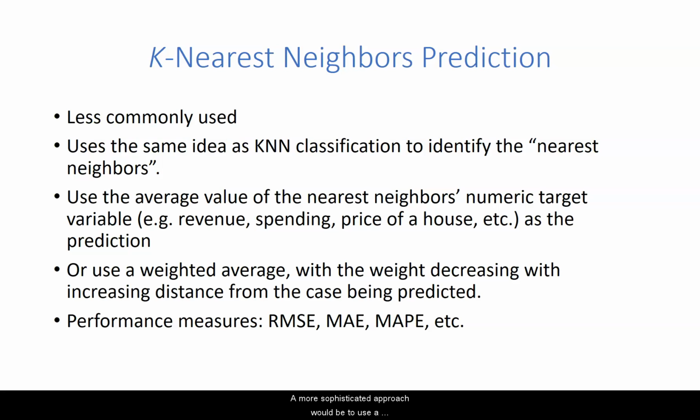A more sophisticated approach would be to use a weighted average, with the weight decreasing with increasing distance from the case being predicted. For example, the most similar used vehicle to ours would be given the highest weight, whereas the farthest near neighbor would be given the lowest weight, to arrive at a weighted average of the selling price of our used vehicle. The performance measures will be consistent with other prediction problems. The root mean square error, mean absolute error, or mean absolute percentage error are often used to help select the optimal K, as well as assessing the model performance on new datasets.